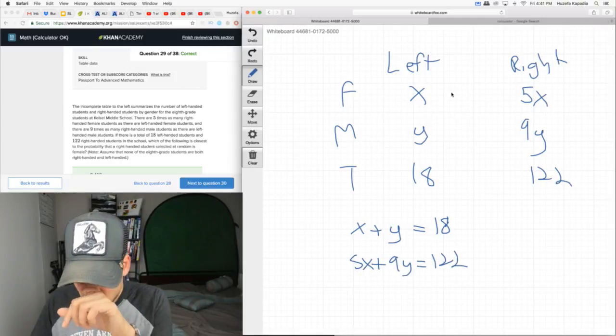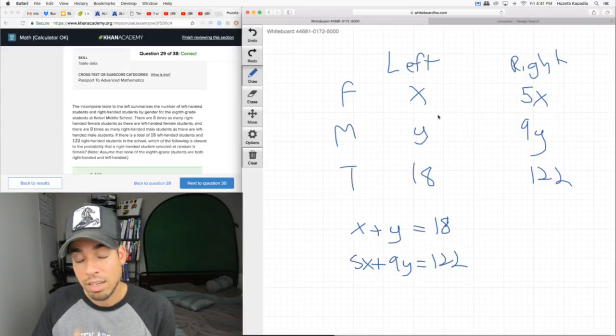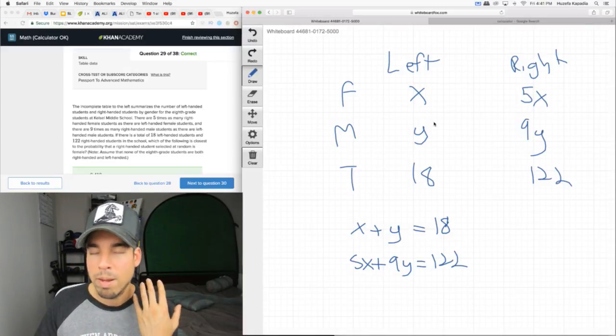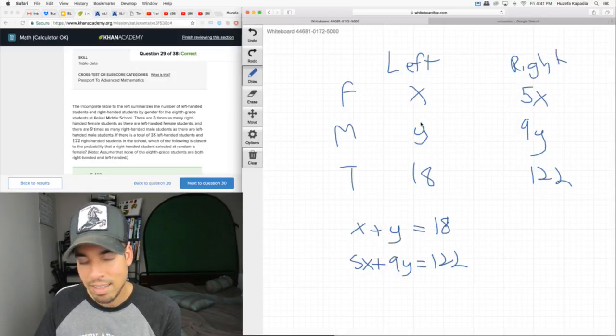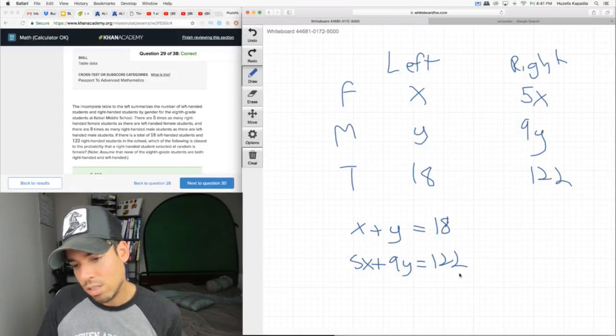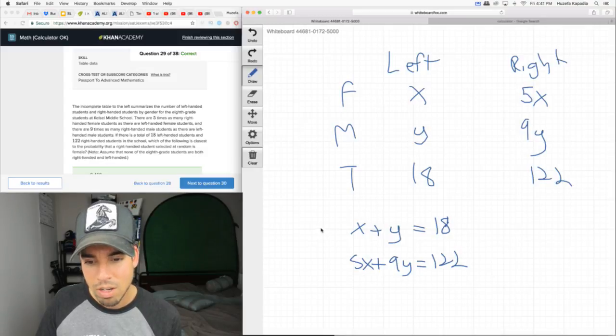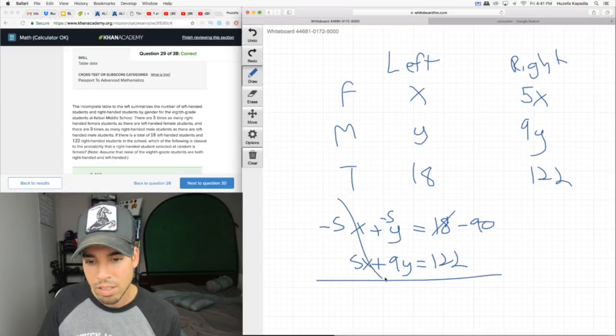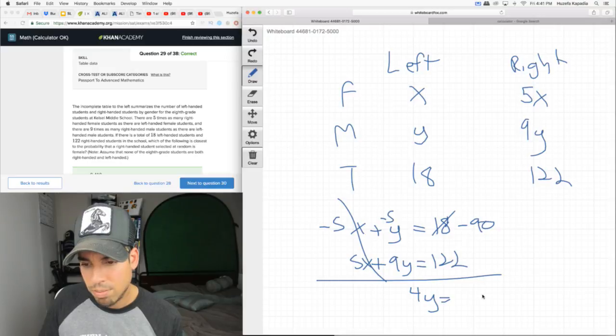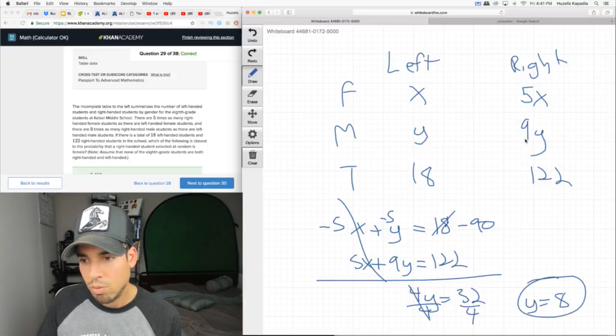The way I did it was I literally just guessed. It was like a miracle. Maybe I was remembering back to when I did it before, but I picked 2 numbers, 10 and 8, and then they miraculously worked. But with this system of equations, it's super easy now. We just use elimination. Multiply by negative 5. Negative 5 times 18 is negative 90. We add them together. This goes away. Negative 5Y plus 9Y equals 4Y. Negative 90 plus 122 is 32. Divide by 4. Y equals 8.